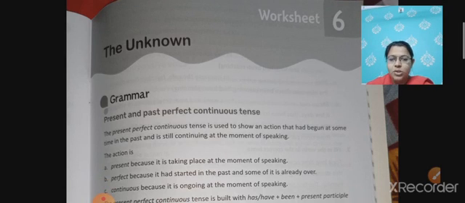So students, as you know, we are done with section 1 from unit 6, The Unknown. That is what Lucy found there. So today we will be doing the grammar portion of worksheet 6, that is on page number 65.